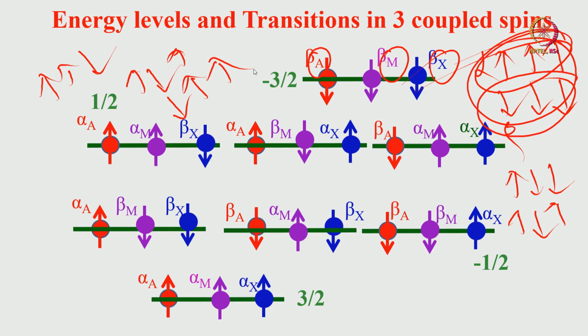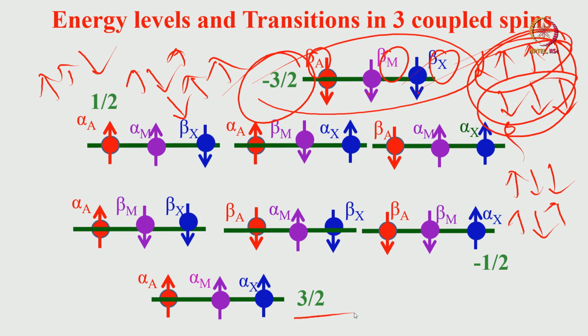Similarly, when 2 down and 1 up, again 3 combinations. So, totally if you have 3 coupled spins, if you look at the energy levels, there are 8 possible energy states. There is only one energy state where all the 3 are down, minus half, minus half, minus half. Total magnetic quantum number for this energy state is minus 3 by 2. What about this? Plus half, plus half, plus half, again it is plus 3 by 2.